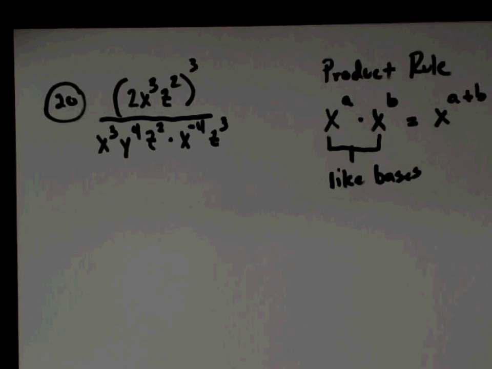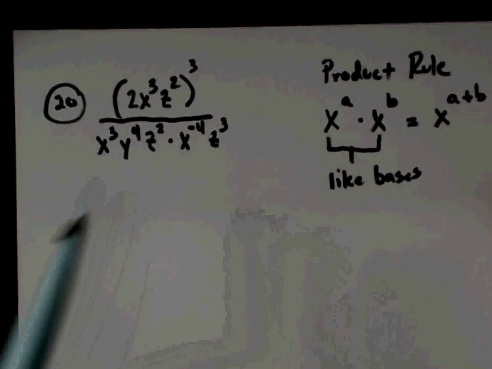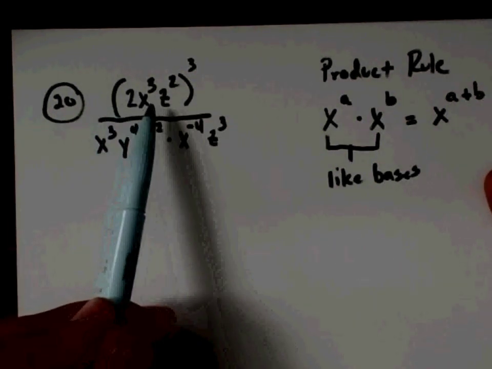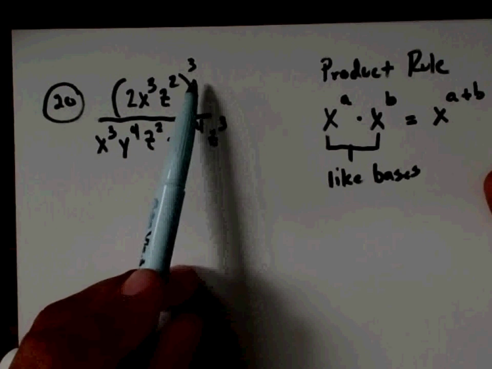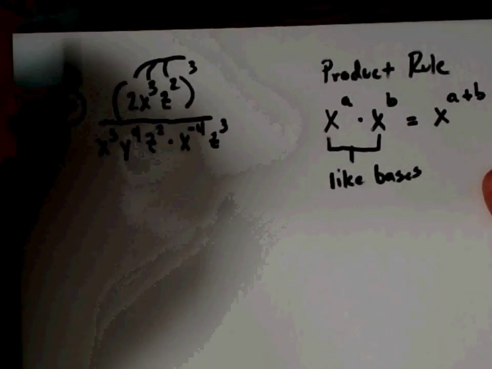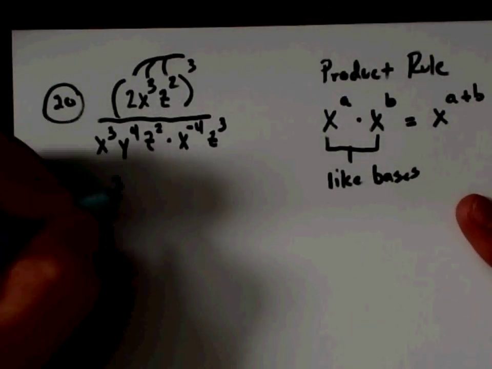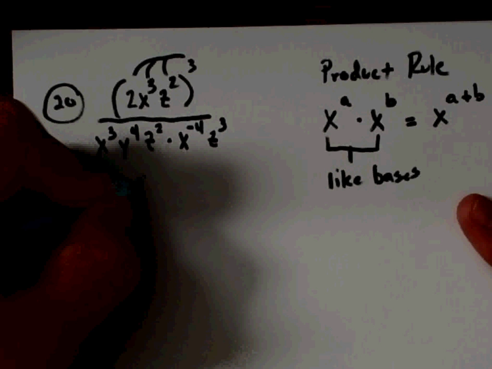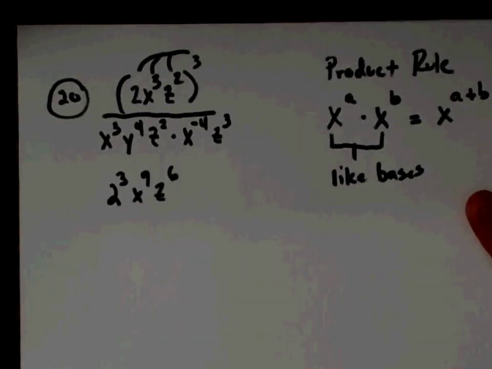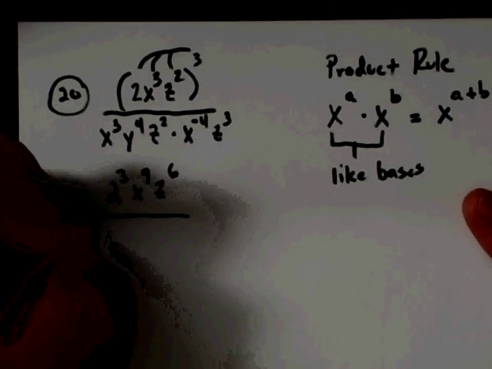And so we have order of operations we're going to do. So I'm going to look inside the parentheses right here. There's nothing I can do inside the parentheses. So now I go to exponents, and we have an exponent up at the top. That's going to be the power rule. And so this becomes 2 to the third, x to the ninth, z to the sixth. Bottom hasn't changed yet.